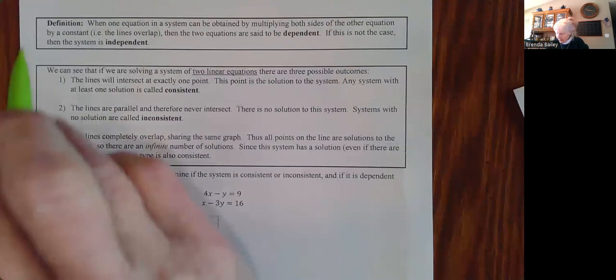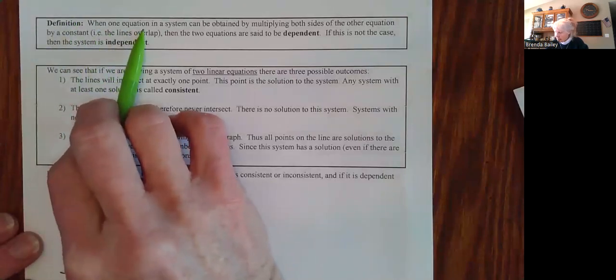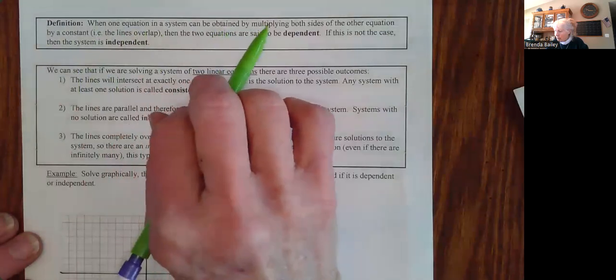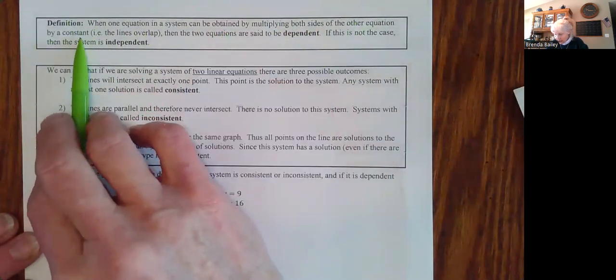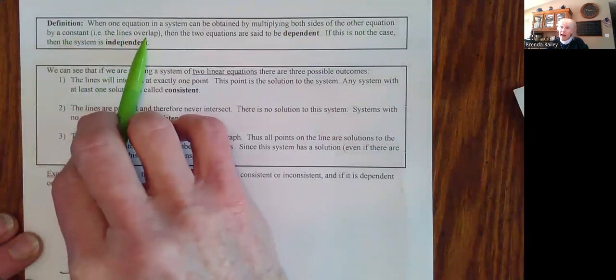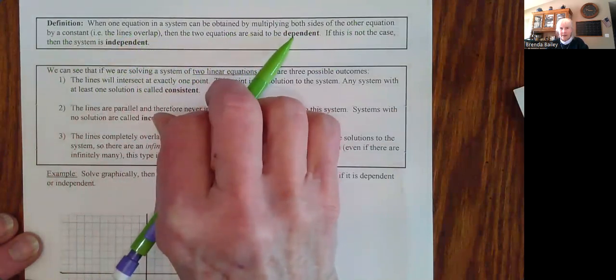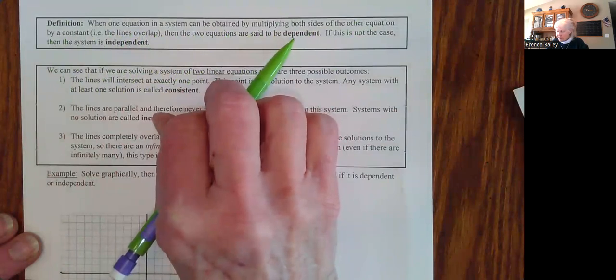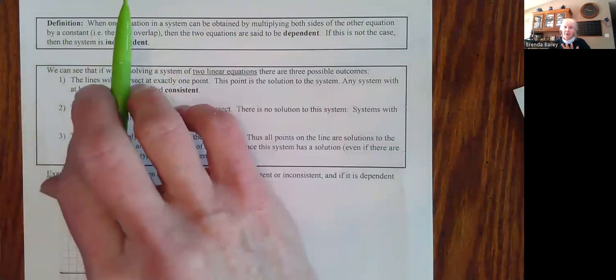But the definition: when one equation in a system can be obtained by multiplying both sides of the other equation by a constant, then that means that the lines overlap. I didn't use the word overlap, I used the same line. Then the two equations are said to be dependent. If this is not the case, then the system is independent. All right, let's talk about that with an example.